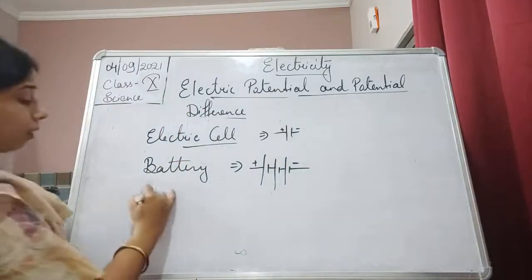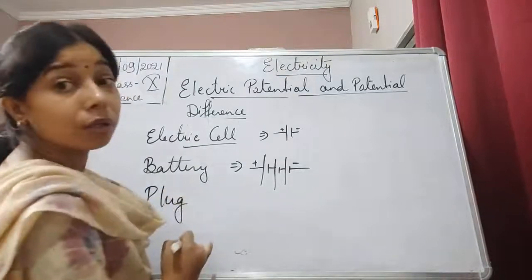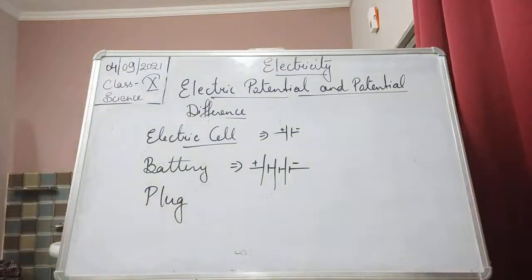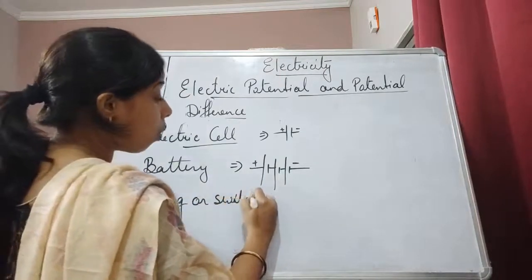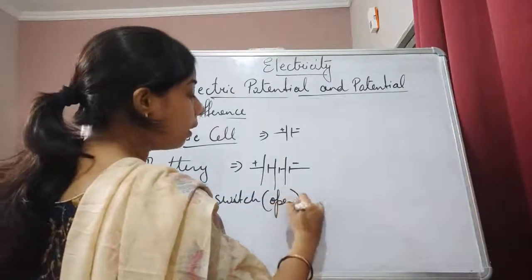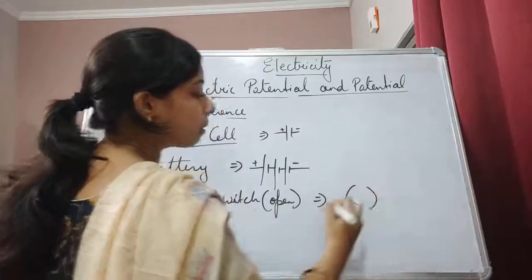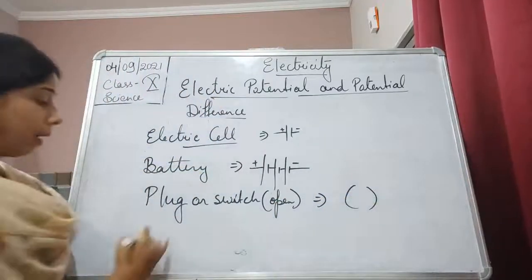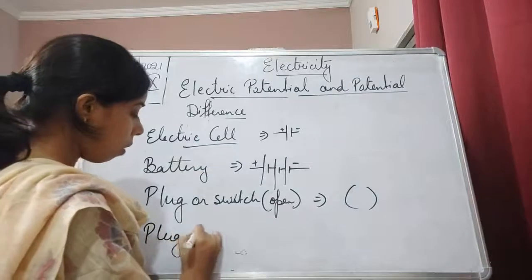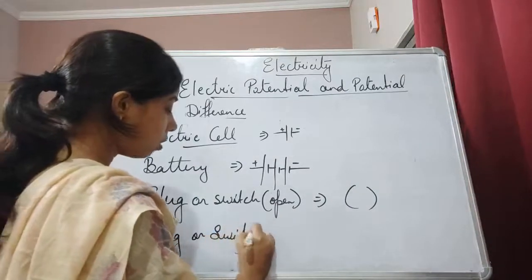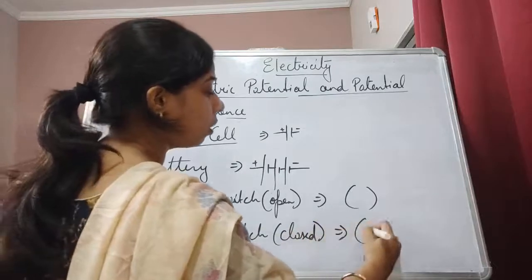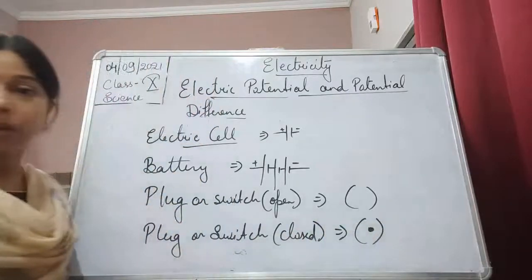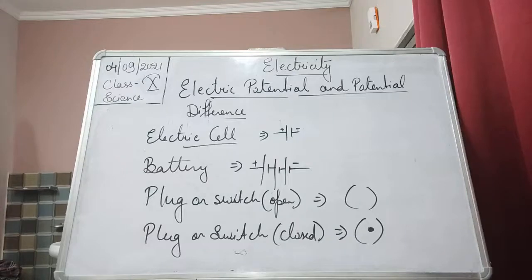Then plug or switch. Now this plug or switch, when it is open, can be represented in a very simple way, through a bracket. But when this plug or switch is closed, then it will be shown by this dot, which tells us it is closed.